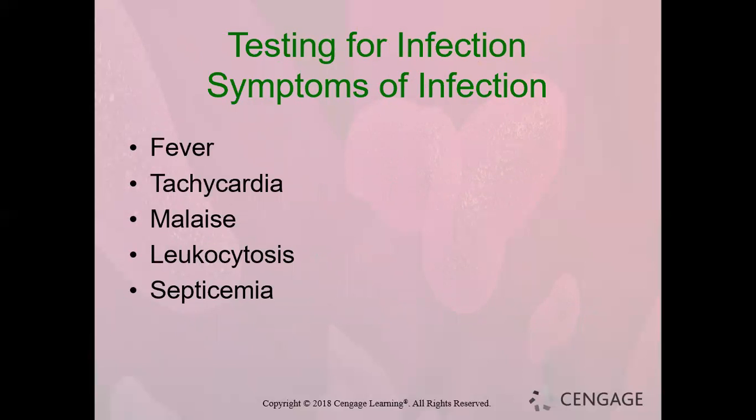So, testing for infection or symptoms: fever; tachycardia, which is just a rapid heart rate; malaise, which is just kind of laying around not feeling good; leukocytosis, which is going to be affecting the white blood cells; and septicemia. When somebody gets septic, that just means that the infection has gone throughout their body. Not good. Being septic is not good.